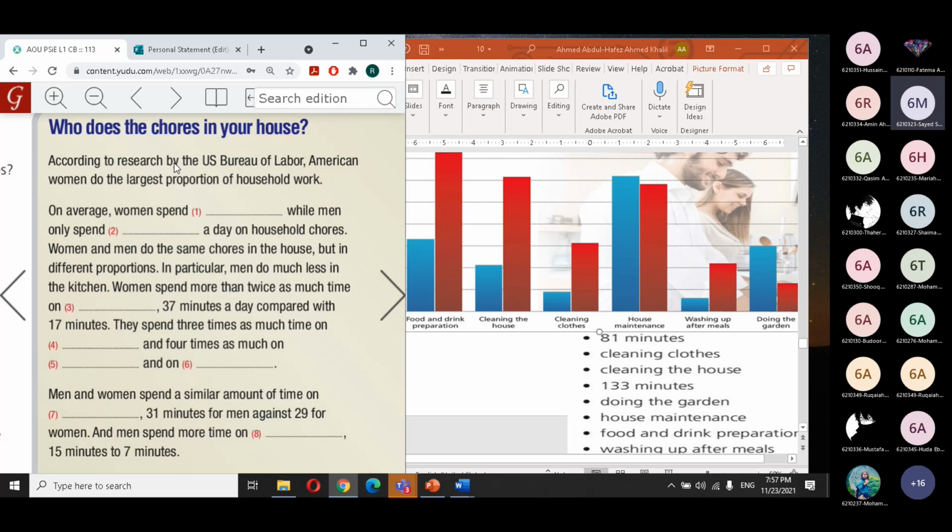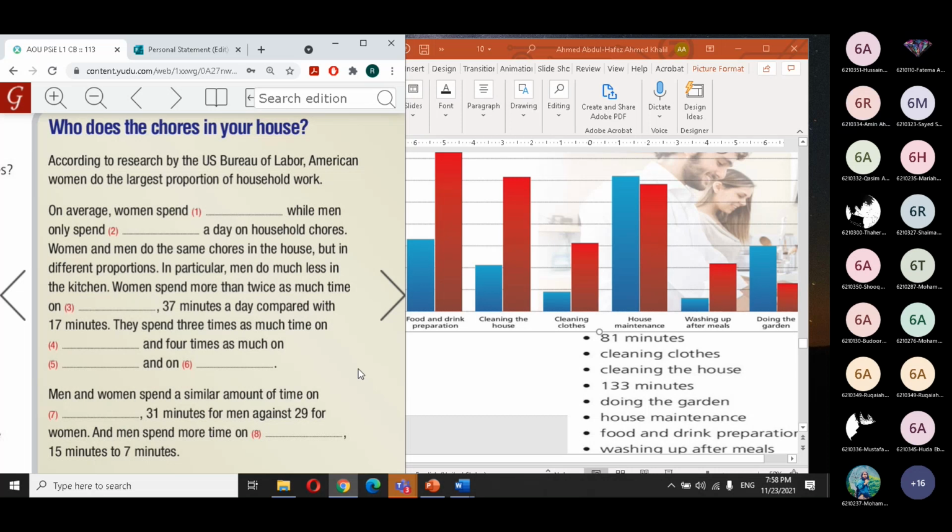According to research by the US Bureau of Labor, American women do the largest proportion. Largest proportion means the largest part of household work. On average, we are not talking about every woman, but we are talking about average. On average, women spend, generally, how much time do women spend on housework? If you calculate this plus this, the red ones, which one do you think is the correct answer?